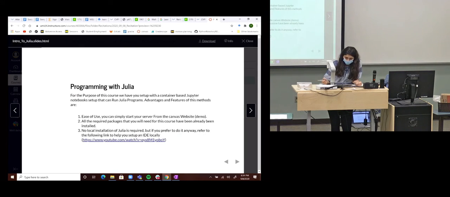So how we are going to program in Julia is we've given you a Lumidesk. If you've looked at it on your Canvas web pages, you don't have to worry about a local installation, but there's a link of a video in here which is very easy to follow, and you can set up a Jupyter Notebook installation for yourself on your local PC.